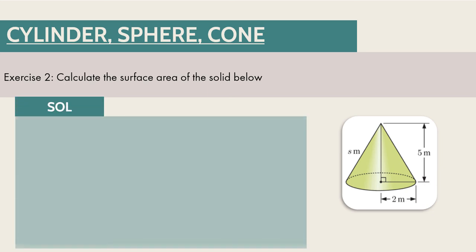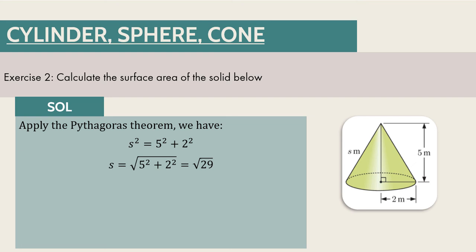Now let's see the answer. As I have mentioned earlier, the height and the radius and the slant height form a right triangle. And in a right triangle, we can always find help from Pythagoras. We have the Pythagoras theorem. S squared equals 5 squared plus 2 squared. So S is equivalent to the square root of 29.